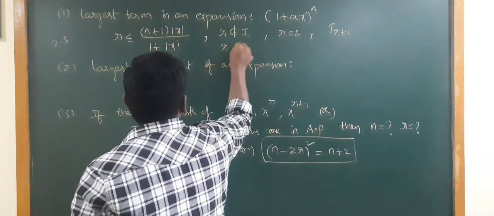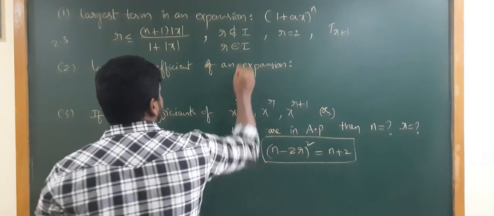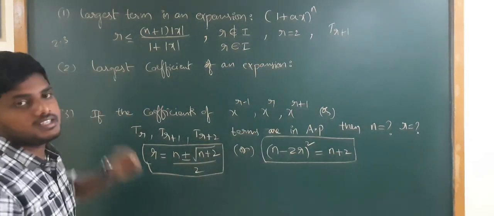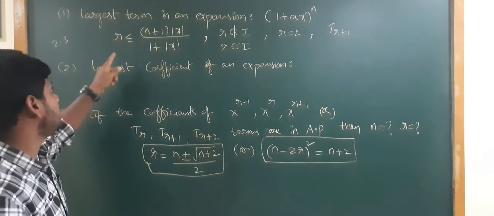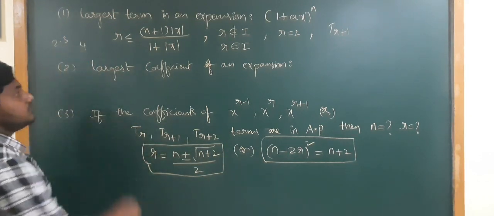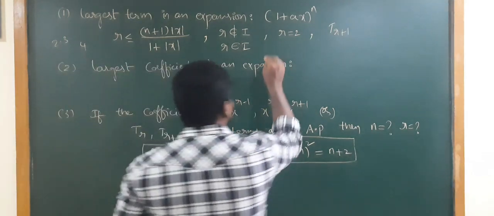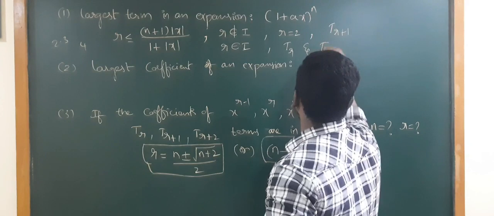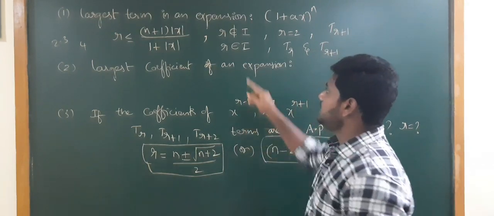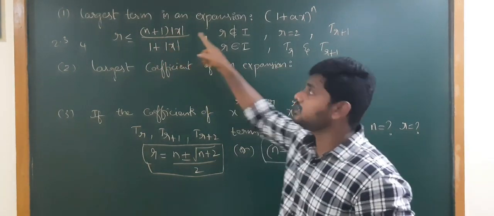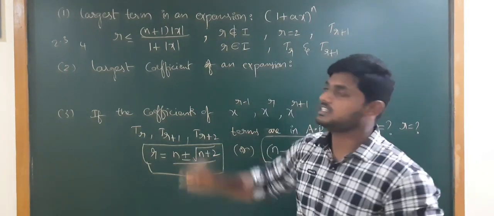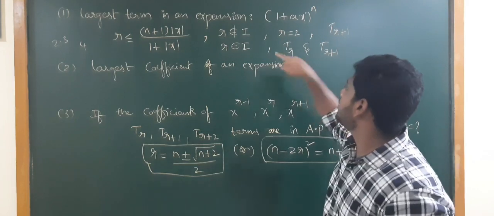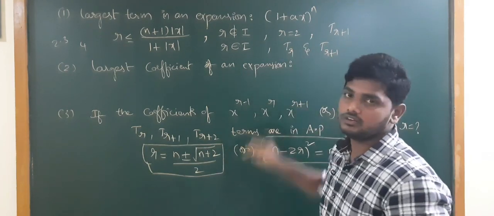Now, if r belongs to the integers, like if r is an integer, any integer, for example if we get r equal to 4, then what is the largest term? It is tr and also tr plus 1. If that value is not an integer, tr plus 1 is the largest term in that expansion. If it is an integer, tr and also tr plus 1, both we need to find.